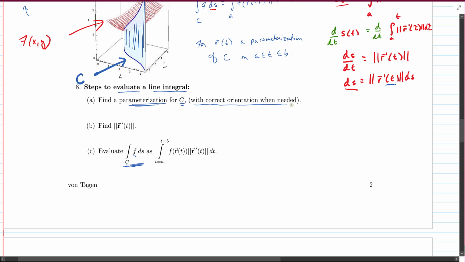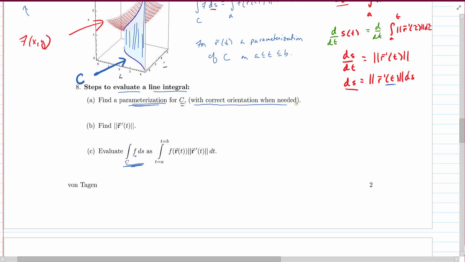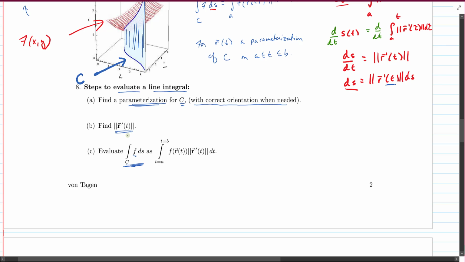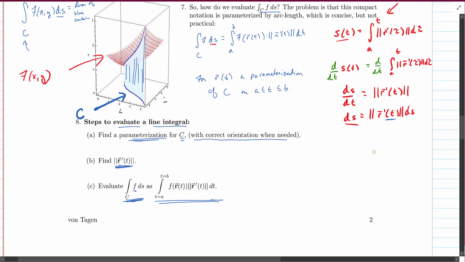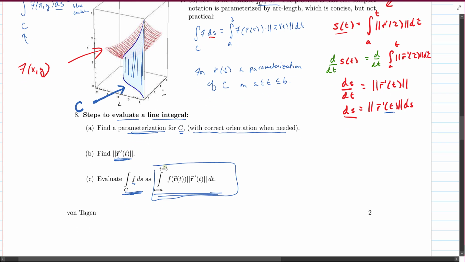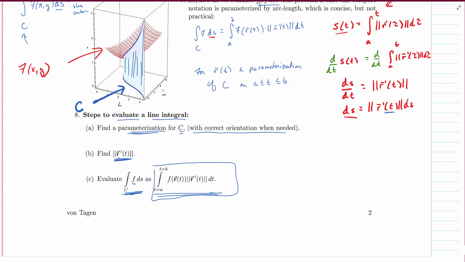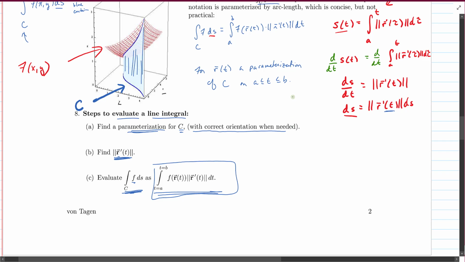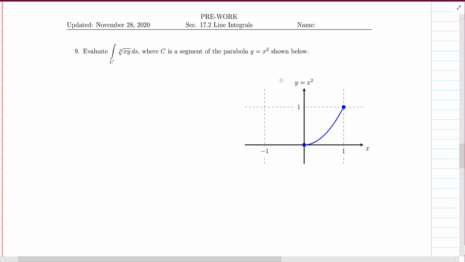We'll talk more about this in class, but sometimes we need to make sure that we've got the correct orientation for that parameterization. The next thing to do is compute this speed component. Remember, if we think of this as a position function, its derivative is a speed component. And then we can go ahead and evaluate this integral this way, and this is what we just derived here. So this is your keeper formula for doing line integral calculations. So folks, we'll pick things up in the next video, where we will actually evaluate one of these line integrals. So stay tuned for the next video.